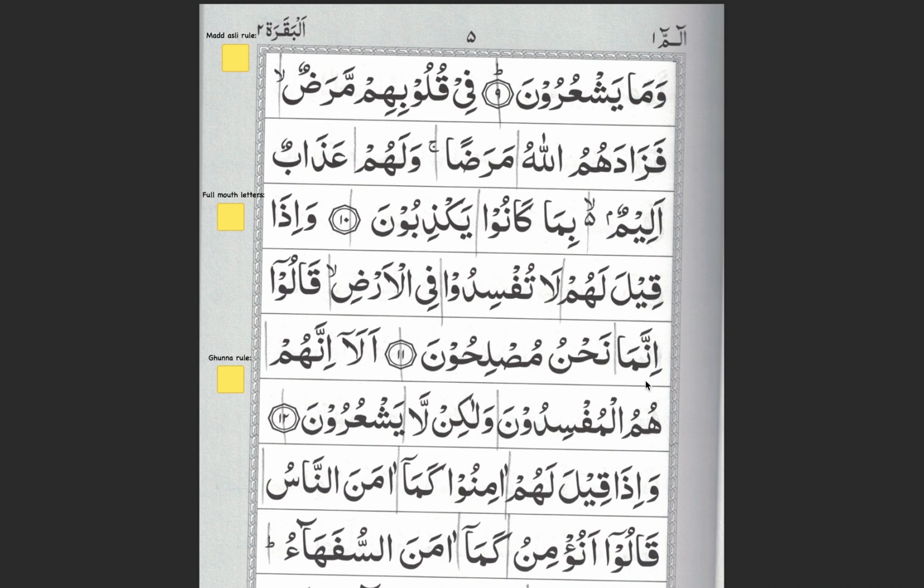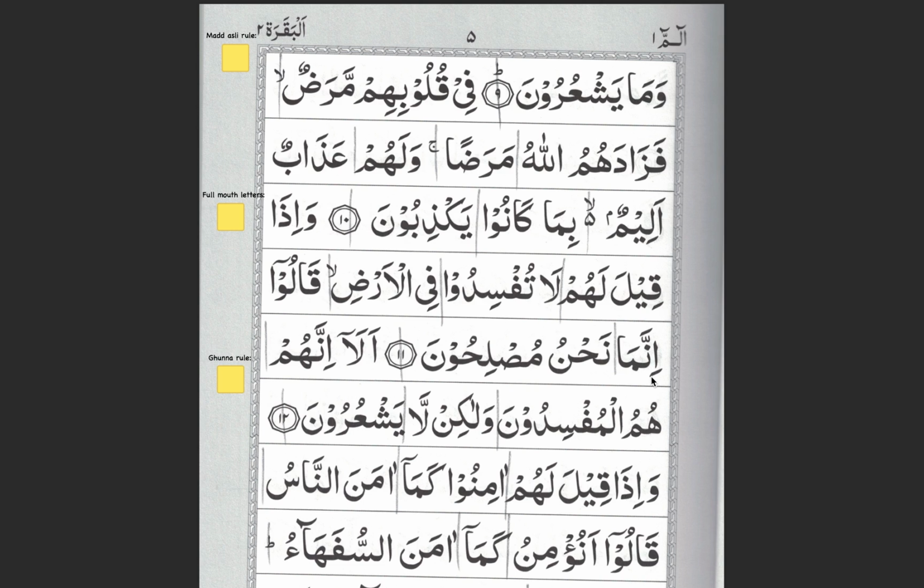قالوا إنما. Okay, so the qa, sorry, has to be the qa sound. It's not ka, qa. It's a full mouth letter as well. قالوا إنما. And do you know what this rule is over here?